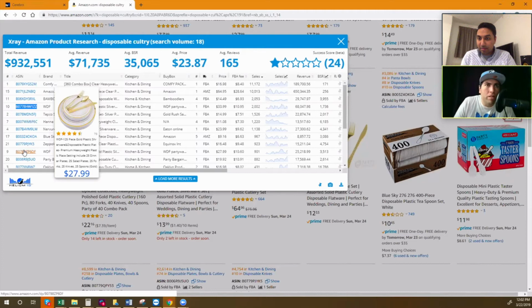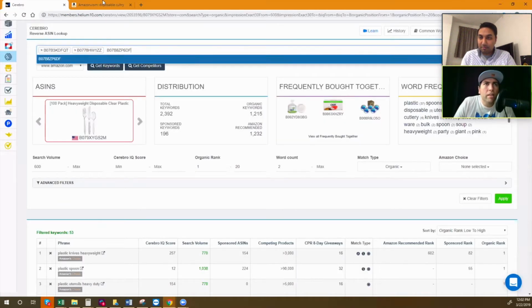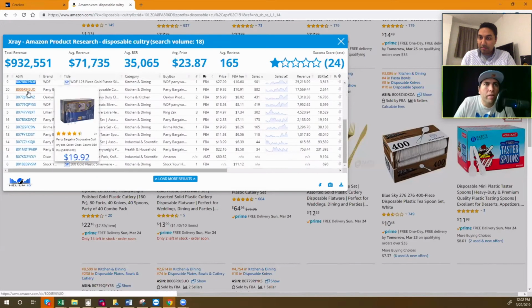Oh, here we go. Look, boom. This definitely looks like mine. It says 3-piece set, gold. Let's put that there. If I can find 1 or 2 more, I'll be happy. Let's see.